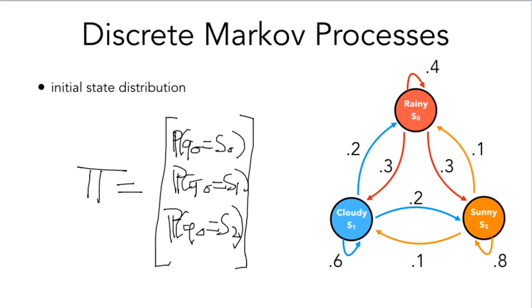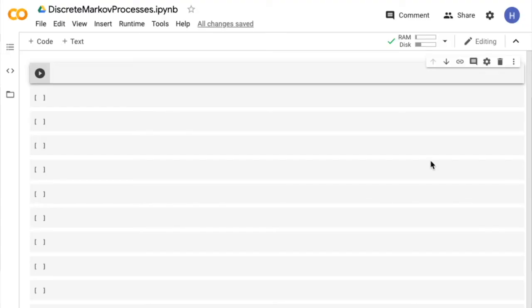So with the initial state distribution and the transition probability matrix, we have enough tools at hand to simulate our first Markov process. Okay, so now what we want to do is to take what we have learned about the initial state distribution and the transition probability matrix in order to come up with a function that will deliver us a chain, a discrete Markov chain. So to get started, we will first import NumPy.